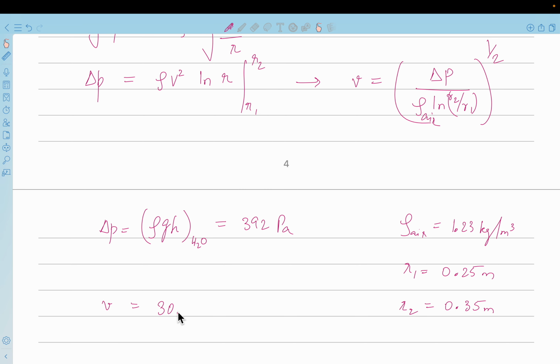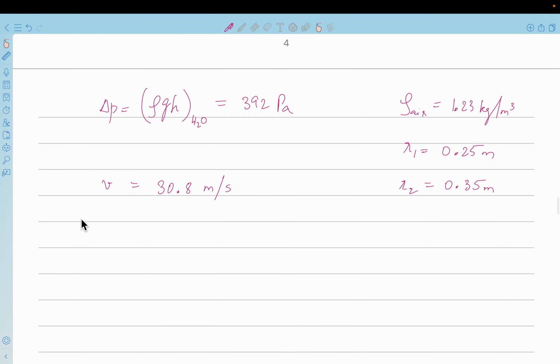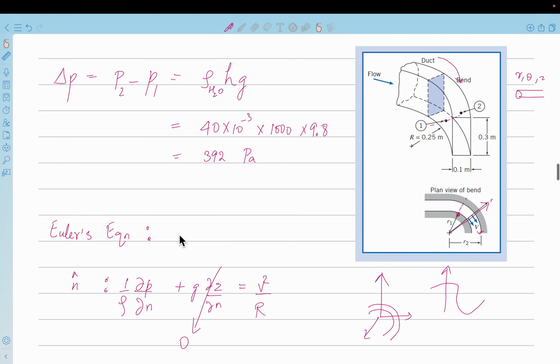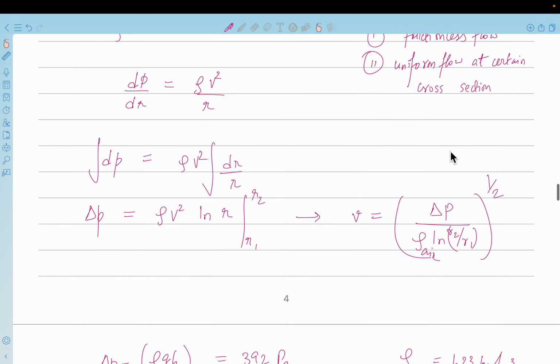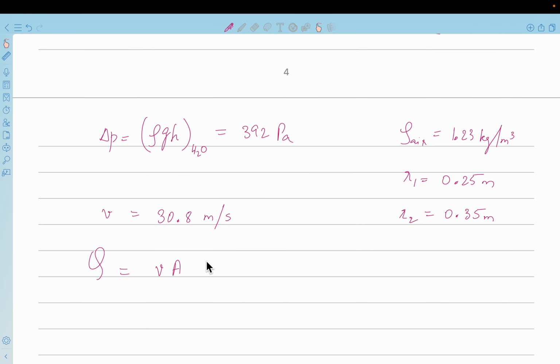Yeah, so we can take it as 30.8. 30.78 is approximately 30.8 meter per second. Okay, so we had to find the volume flow rate, which is Q, that is velocity into area, and the area can be found. So area is this area, right, which is a rectangular surface. So that is 0.1 meter wide and 0.3 meter in height. So the area is 0.1 into 0.3 meter square, and that multiplied by this velocity, which is 30.8.